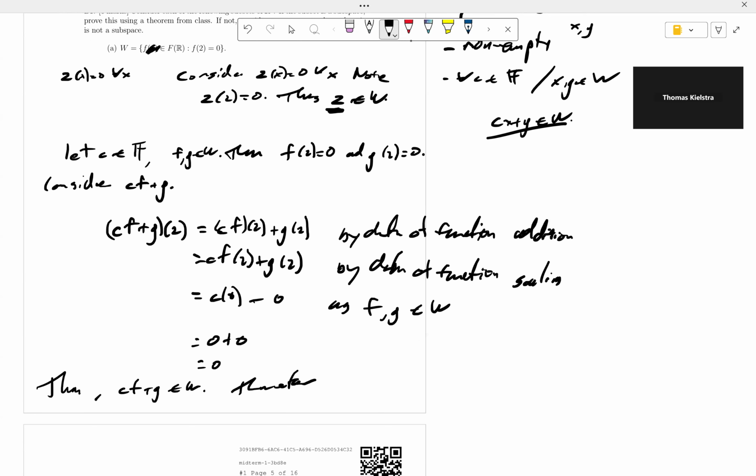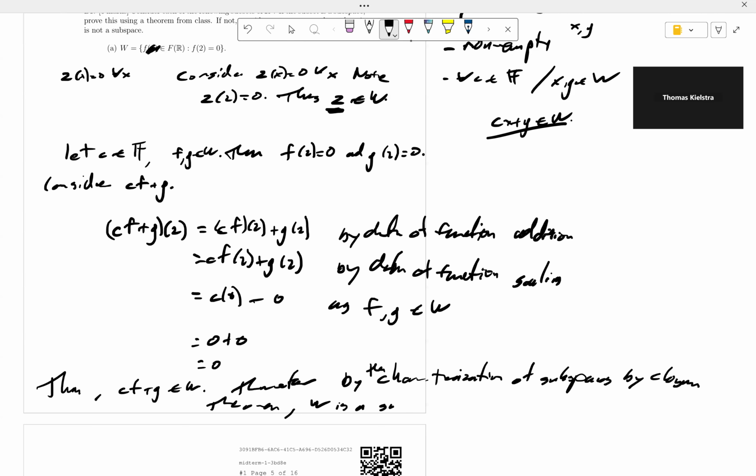Therefore, by the characterization of subspaces, by the closure theorem, W is a subspace.